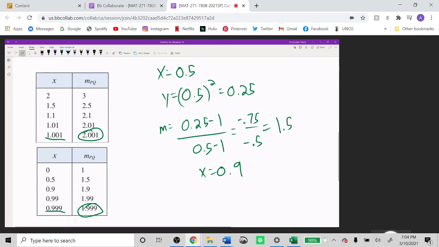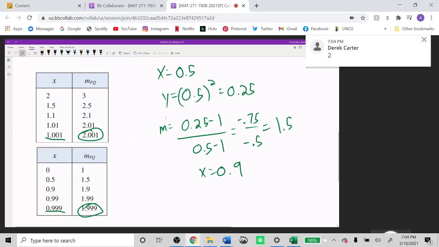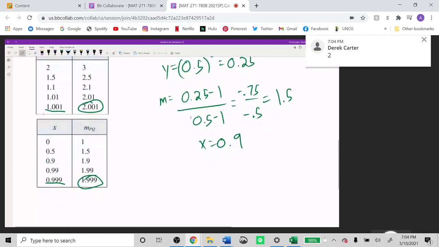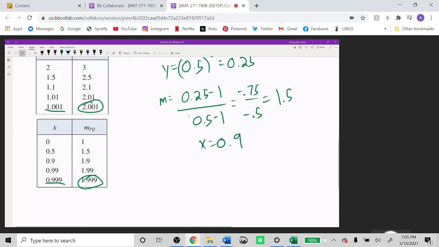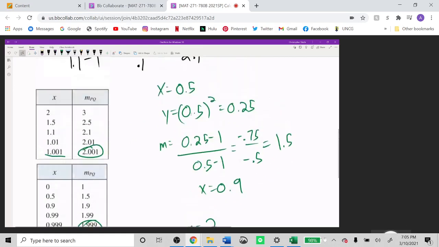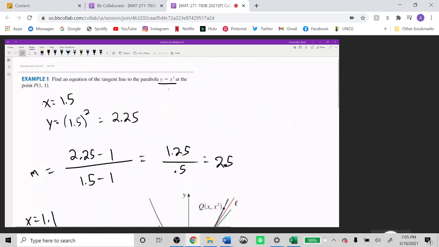At this point, we can take an educated guess. We can take an educated guess here that the slope of this line is probably 2, right? The slope of this tangent line is probably 2. And if I know the slope of the line, then I can find the equation of the line at that point, right?